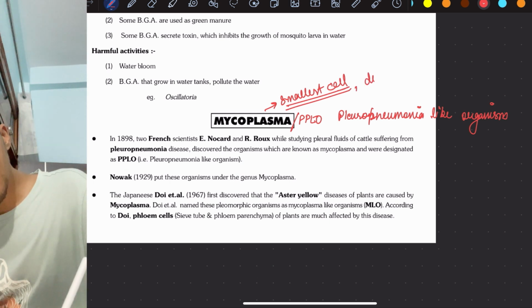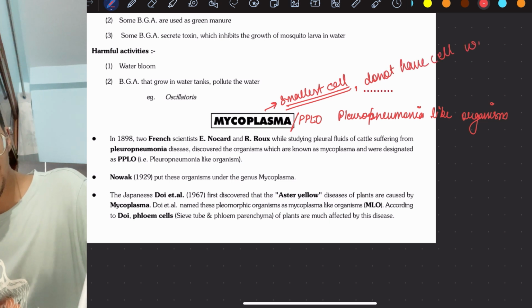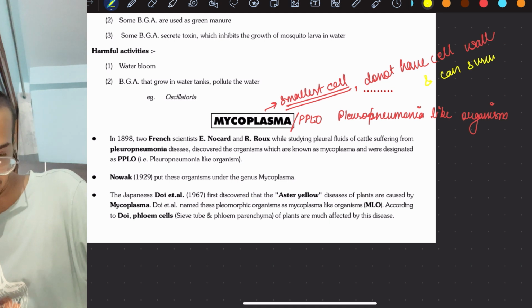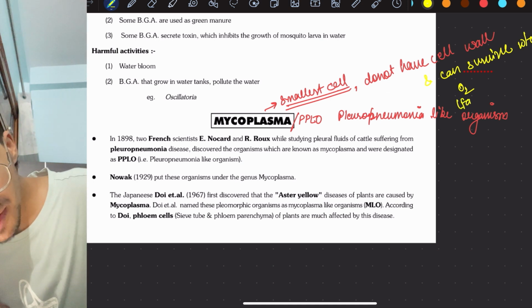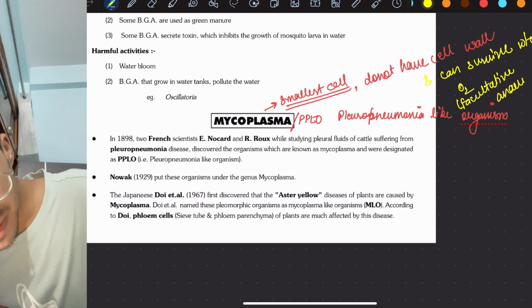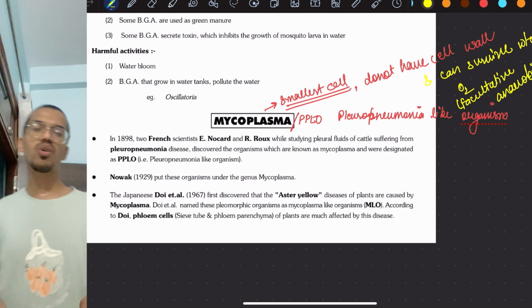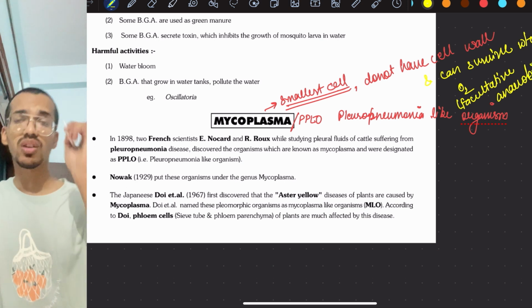They do not have a cell wall, and can survive without oxygen. If this is written, can survive without oxygen, can we call them facultative anaerobes? A bit of facultative anaerobes and all those things you have to remember. The concept should be clear.